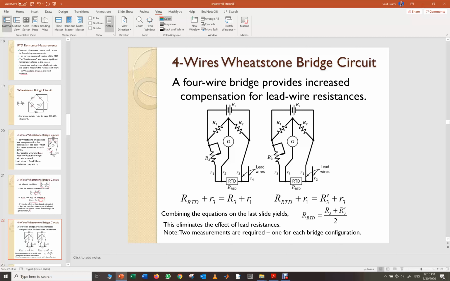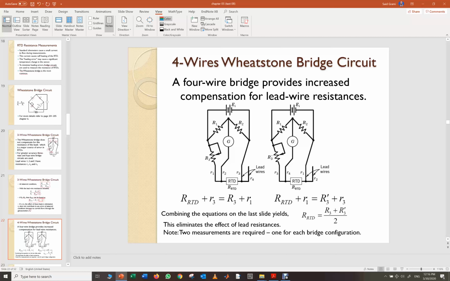4-wire Wheatstone bridge circuit. A 4-wire bridge provides increased compensation for lead wire resistance. So this is a 3-wire configuration, and this is a 4-wire condition: wire 1, wire 2, wire 3, and wire 4. So, 4-wire configuration.